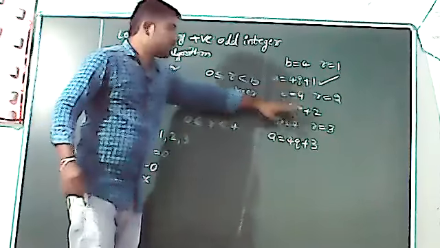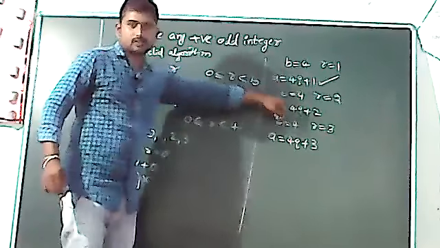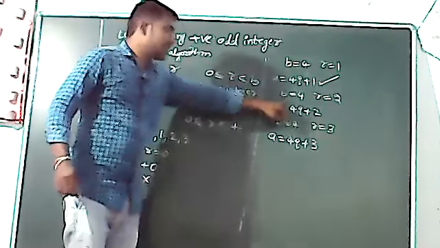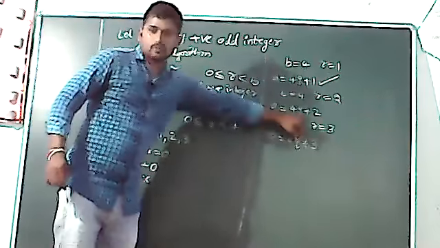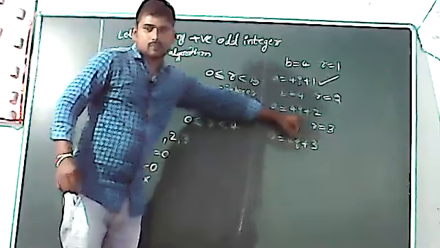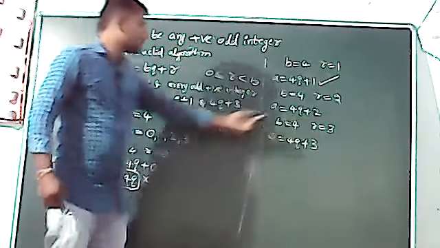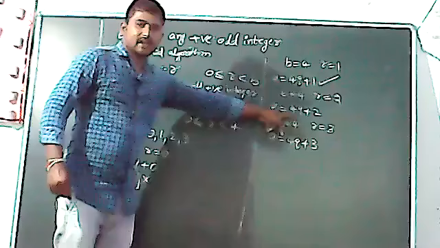Yes, and next go for the third step. Here a is equal to 4q plus 2. Okay, then 4 table again you can start.